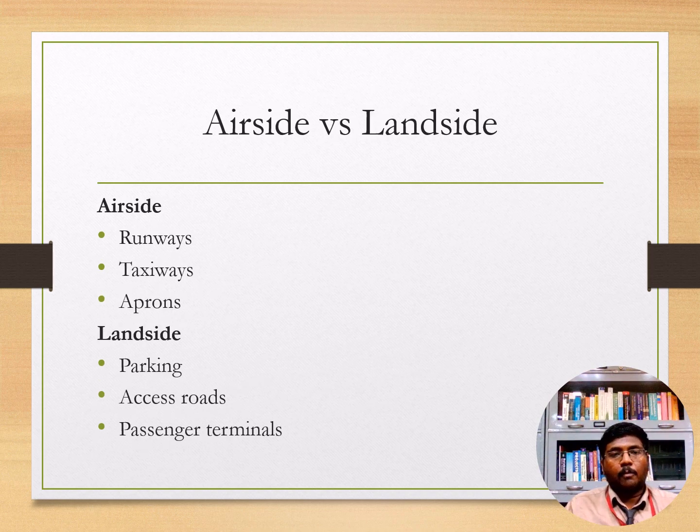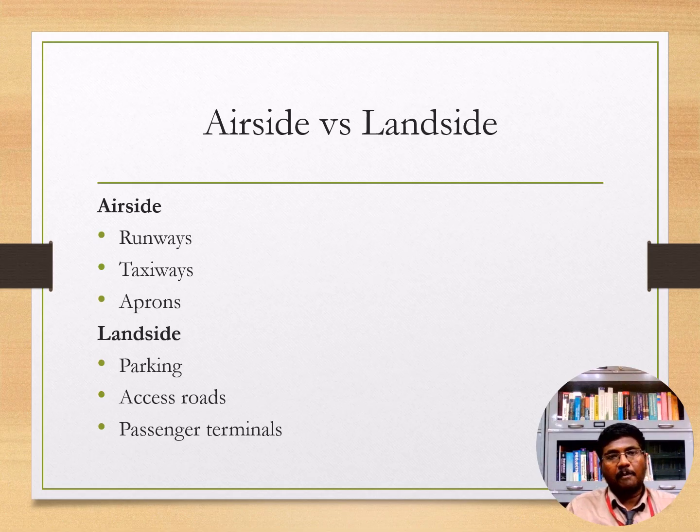Next we see about the difference between the airside versus landside components. In airside, there are three different components present. They are runway, taxiway and apron. Runway is defined as the open rectangular area in which various types of aircraft landing and takeoff operations should take place. Depending upon the type of airport, n number of runways should be provided.